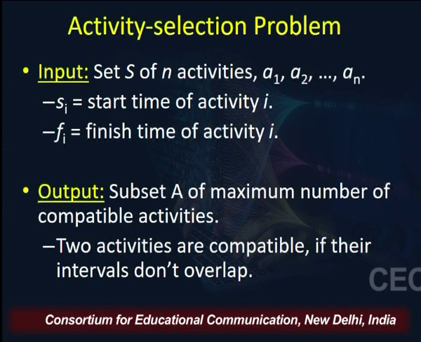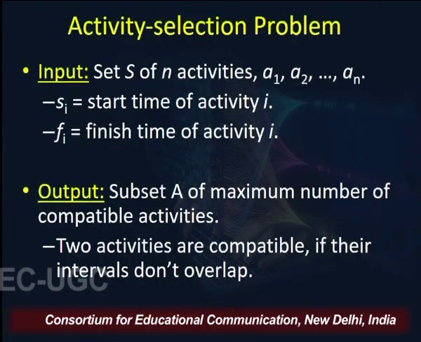Now, this was the input given in the activity selection problem. What is expected from the algorithm is to find a subset A of maximum number of compatible activities. Now, what are those compatible activities? We can say two activities are compatible if their intervals do not overlap.